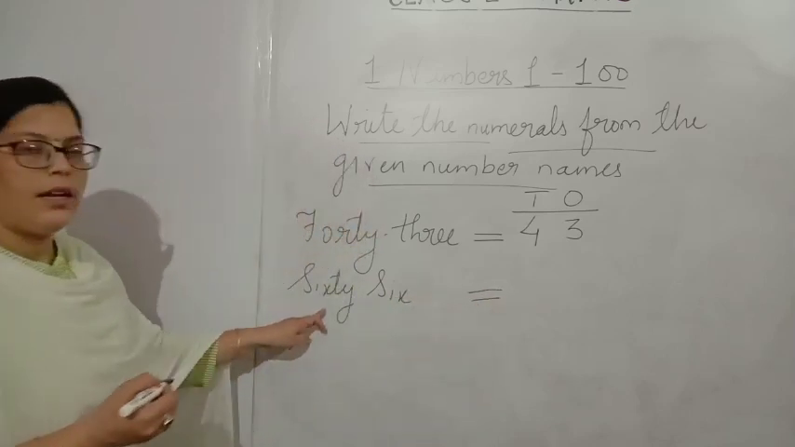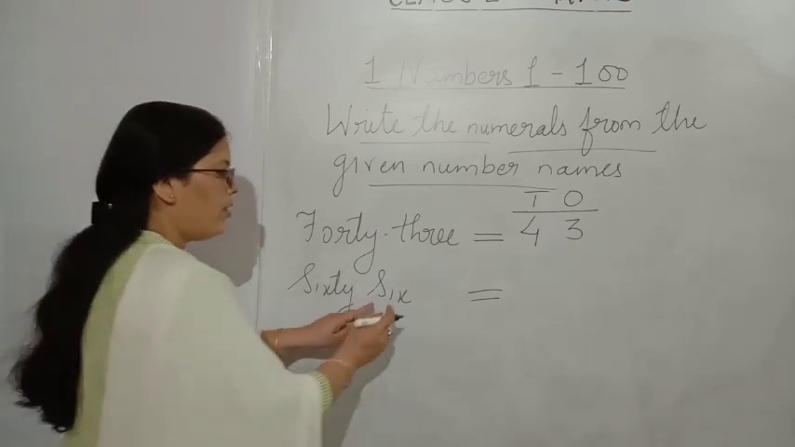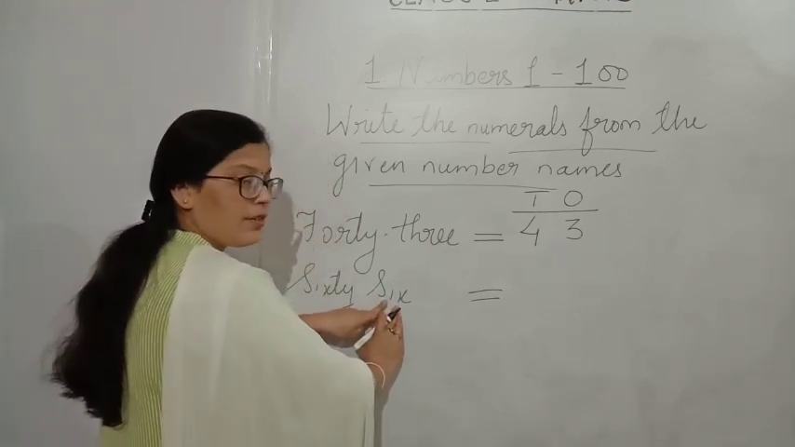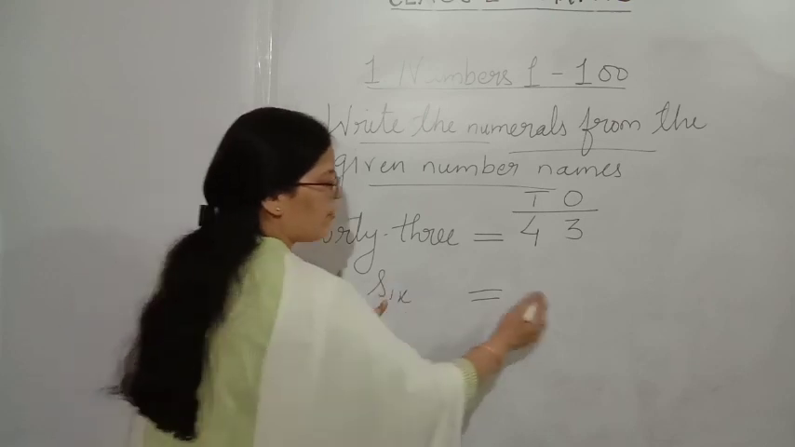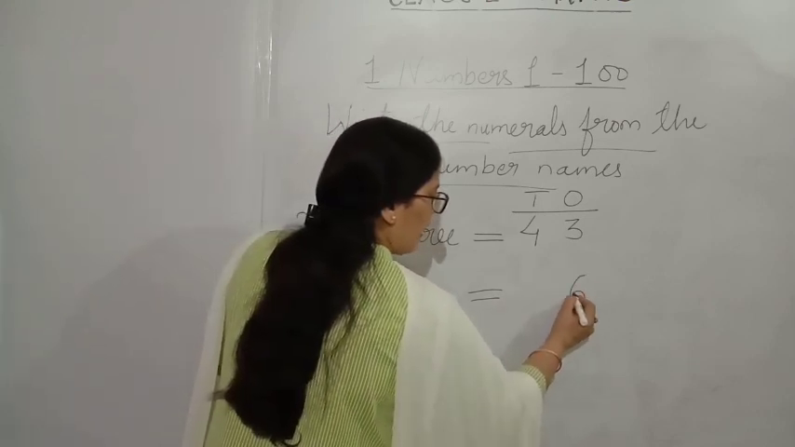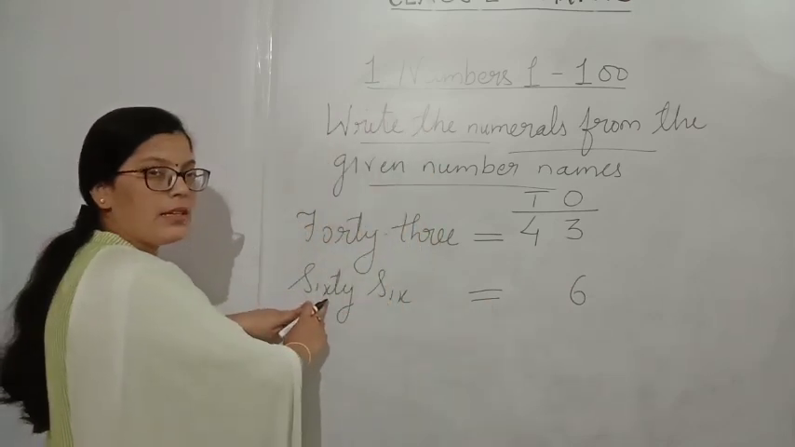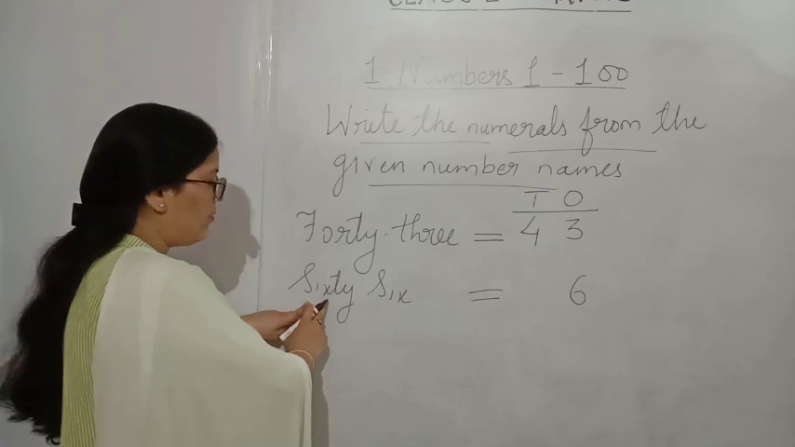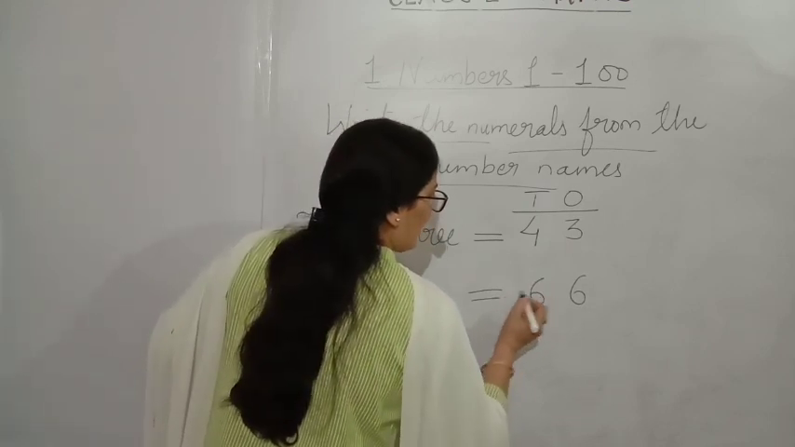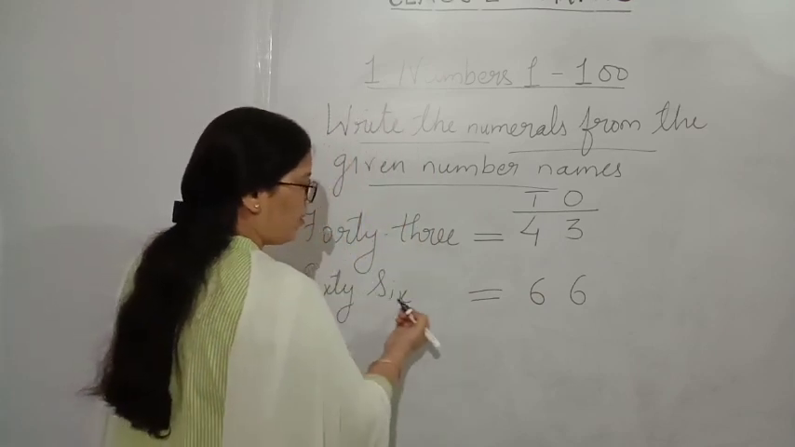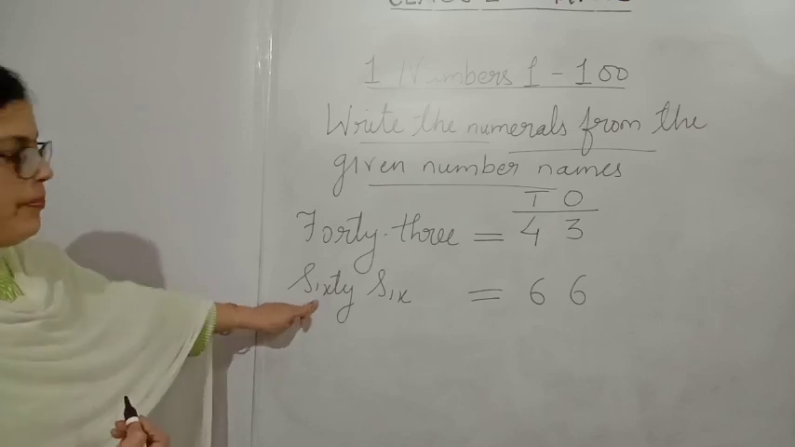Now, sixty-six. Okay, so here we'll write this 6 which is at ones place. Okay, it is alone means it is at ones place. We'll write 6 at ones place. 6 ones. Okay, and sixty. 60 means 6 tens. That is 6 at tens place. Okay, so the number is 66.